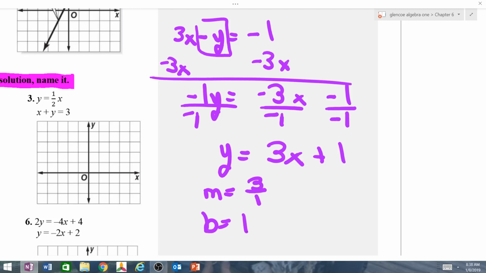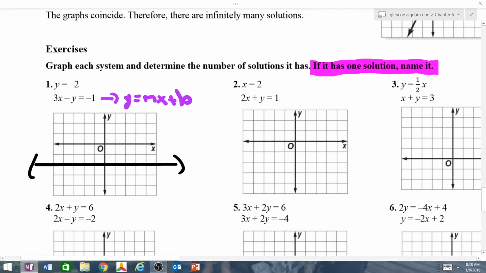So my slope is 3. My y-intercept is 1. I'm going to go up 1, 2, 3, and over 1.